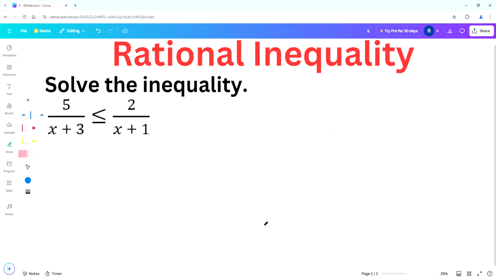In this video, we'll solve this rational function inequality. The given inequality is 5 over x plus 3 less than or equal to 2 over x plus 1. The first step is to move 2 over x plus 1 to the left side of the inequality so that we have only 0 on the right side. For that, we should subtract 2 over x plus 1 from both sides.